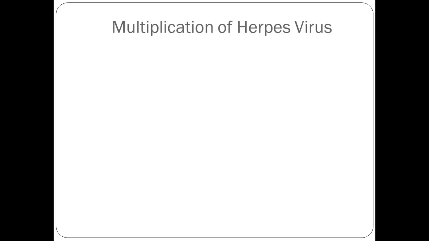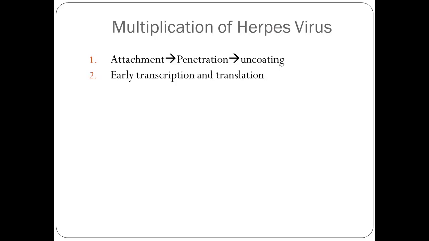Multiplication of herpes virus. An example of a DNA virus is herpesviridae, which includes the species simplex virus. Simplex virus causes cold sores. The first steps are attachment, penetration, and uncoating. With uncoating, the DNA is released into the nucleus. From there, we have early transcription and translation that makes the enzymes required for the multiplication of viral DNA. So we're going to transcribe and translate early to express DNA synthesis genes. What am I saying? We're going to make the viral DNA polymerase.